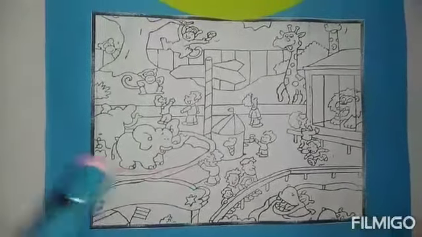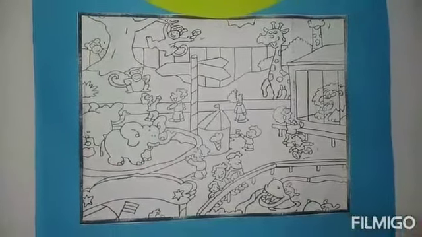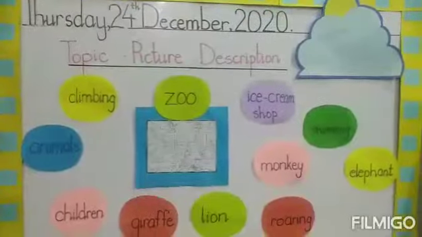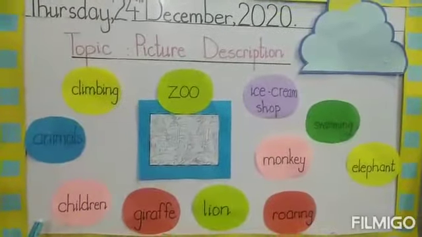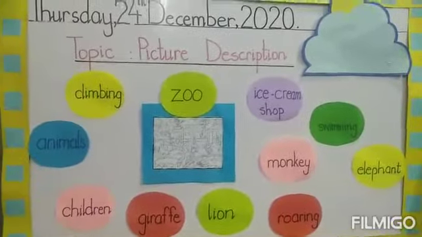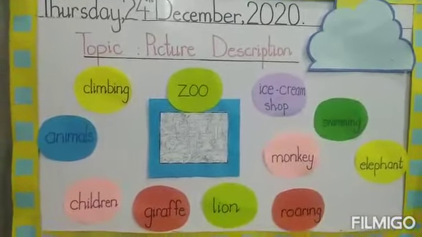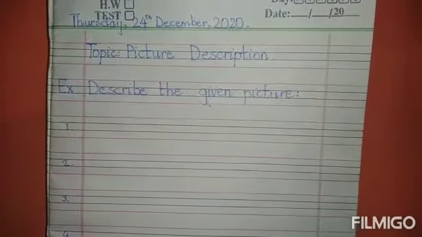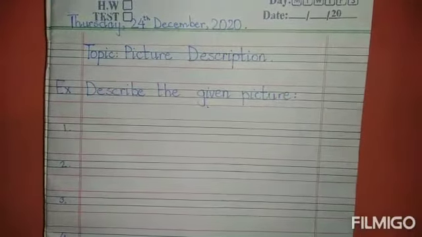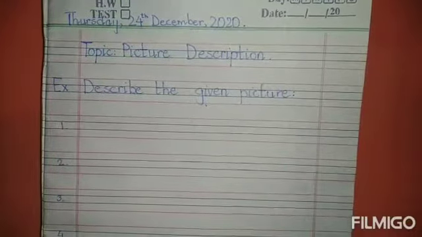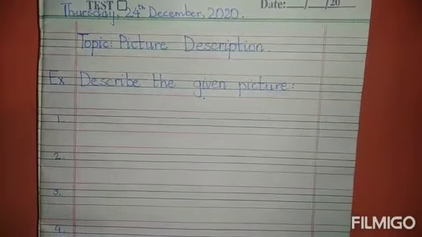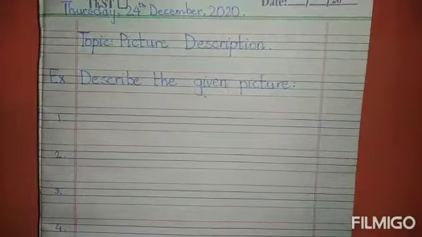Okay, students, I hope you understand the topic. You have to make 5 to 6 sentences using these helping words. Now come towards the copy work. Okay, students, mention the date Thursday, 24th December 2020. Topic is picture description. All of you have this picture at home.